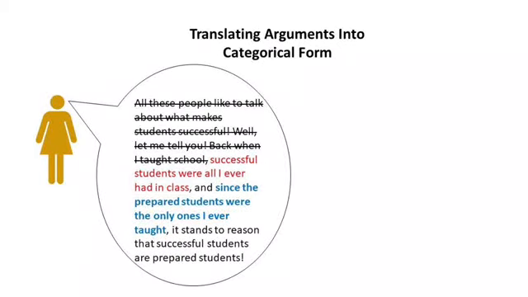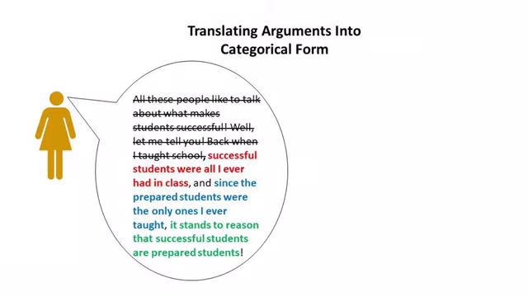Then we go on and we see the rest of her sentence. She says, since the prepared students were the only ones I ever taught. And we've got another proposition here. And we got one of those clue words, since. All right, so that tells us it's going to be one of the premises. And again, we've got a subject term, the prepared students. We've got the copula were, and then we've got the predicate term, the only ones I ever taught.